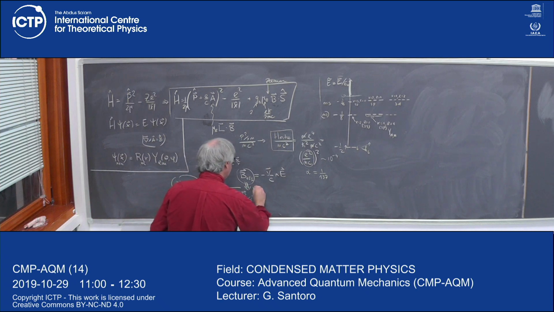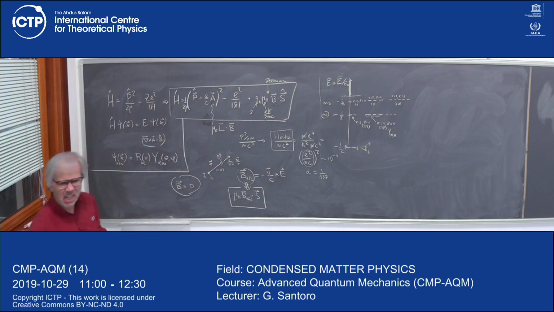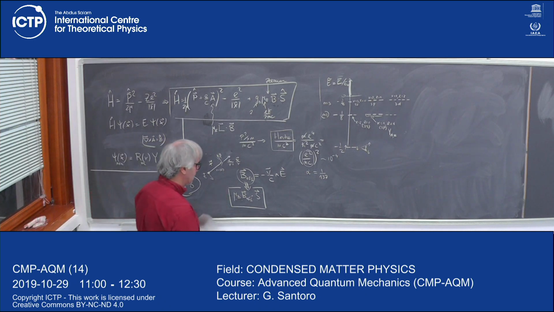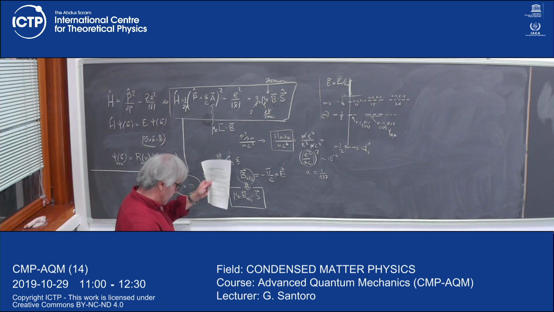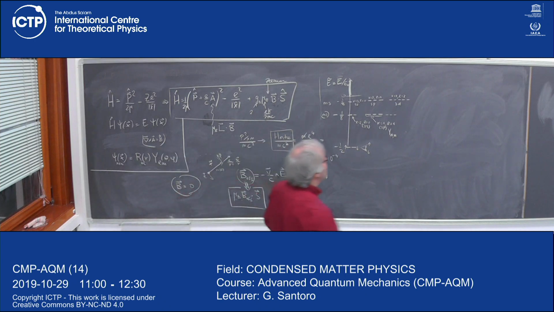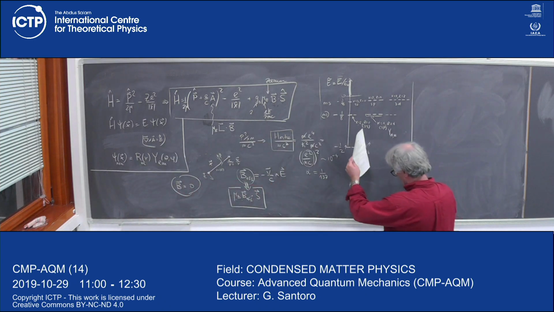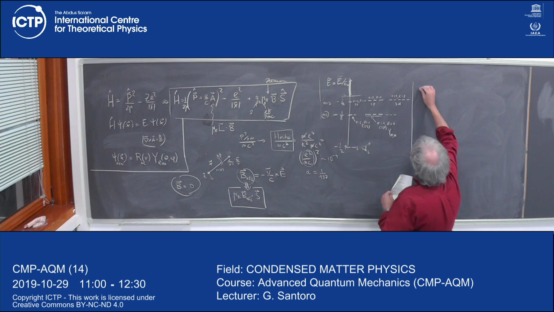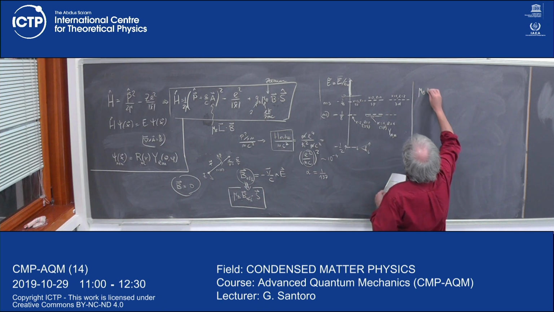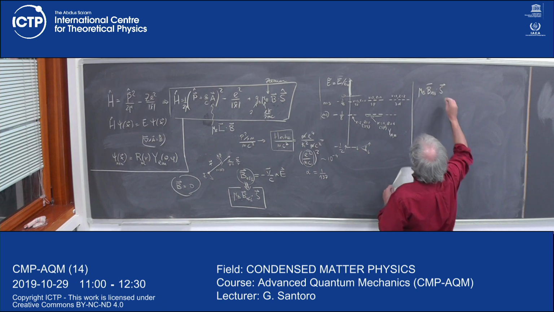Just accept it. It's not a rigorous derivation. It's an argument, okay? To say that there could be a term like that. Let's analyze it better. So you say, okay, let's see, mu B, B effective, dotted into the spin operator.